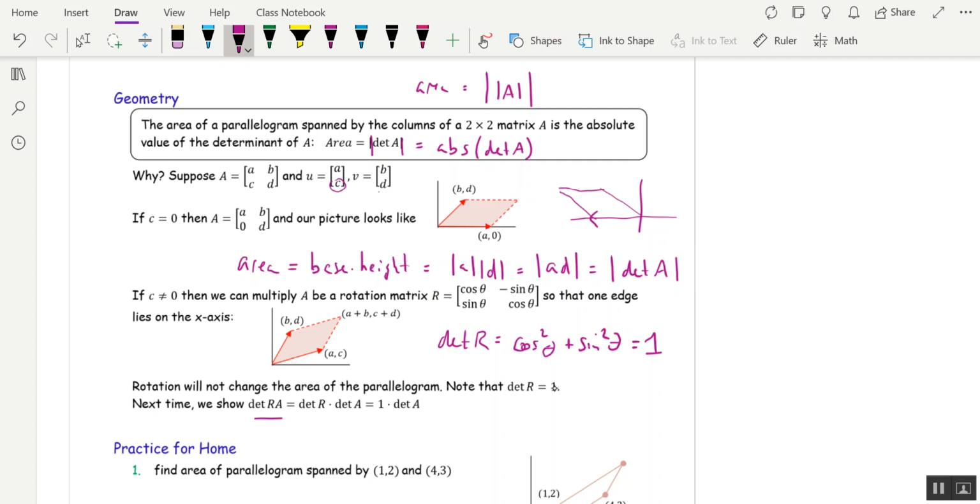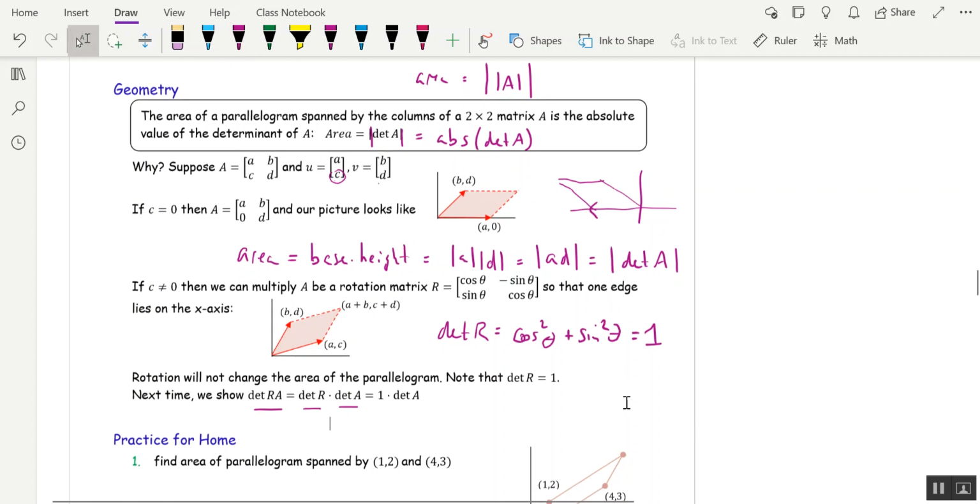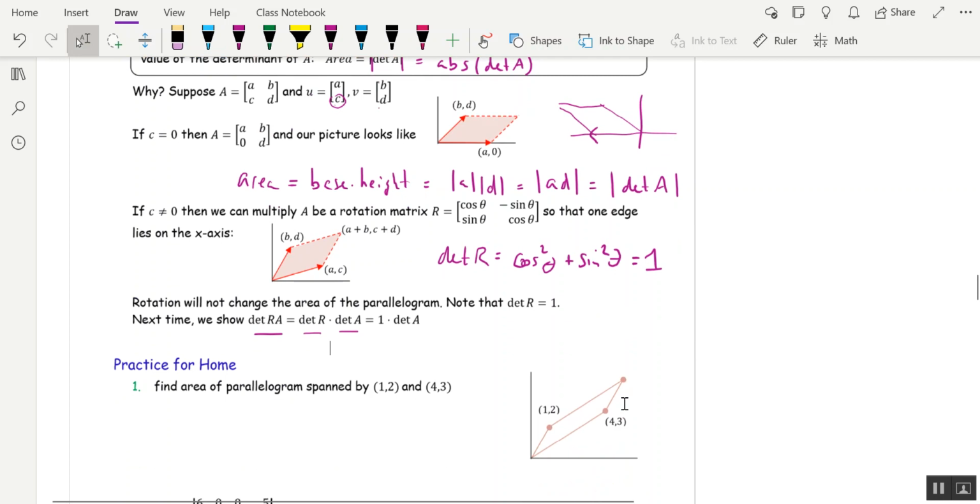And in the next class, we'll see that's the determinant of R times the determinant of A. But as I just mentioned, the determinant of R is 1. So we end up with the determinant of A. So the area will be the absolute value of the determinant of A. Okay, so here are some practice problems for you.